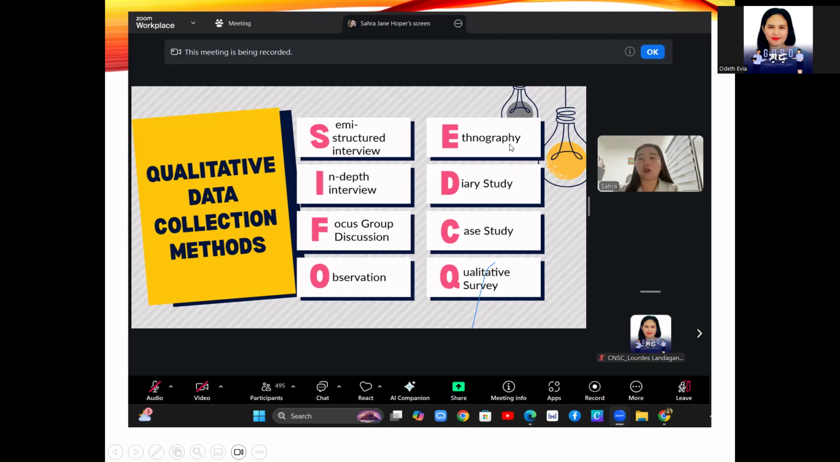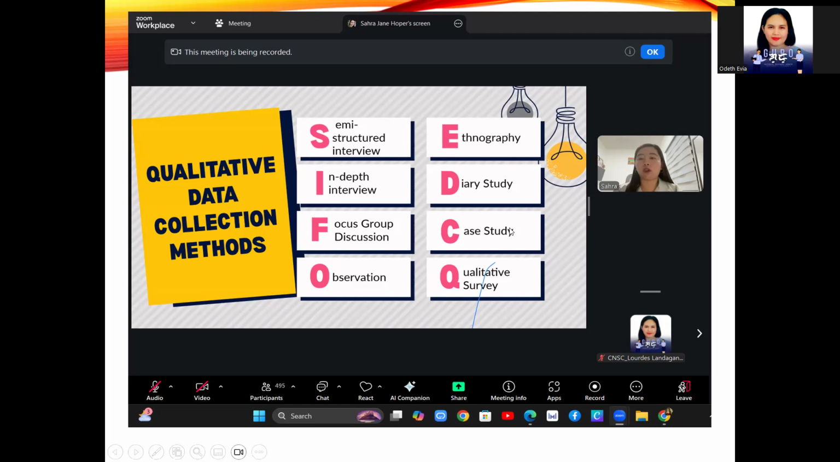And ethnography, the same with observation. The researcher is studying the ethnicity or the ethnic groups. The researcher immerses himself in the community and spends time with the participants. And the next is diary study. So in qualitative research, someone can study the diary of a famous person. For example, the diary of prominent scientists like Albert Einstein and Nikola Tesla.